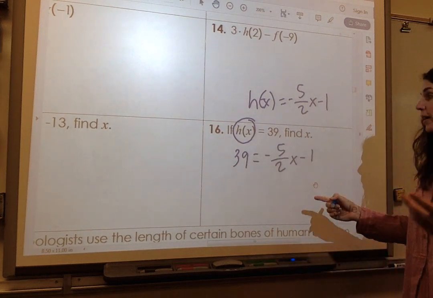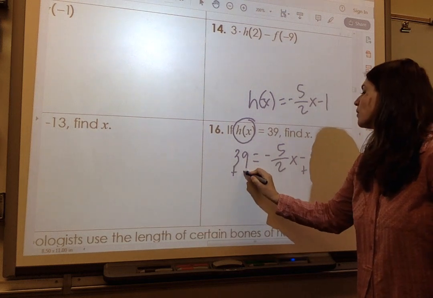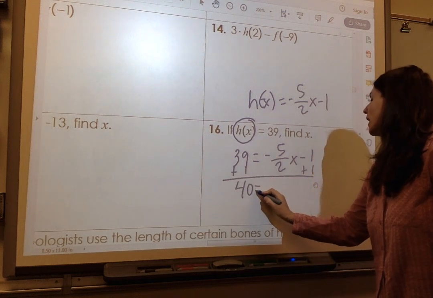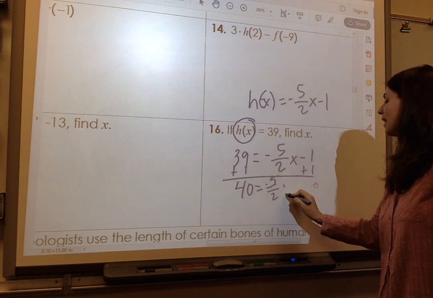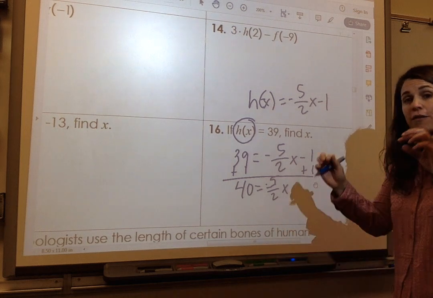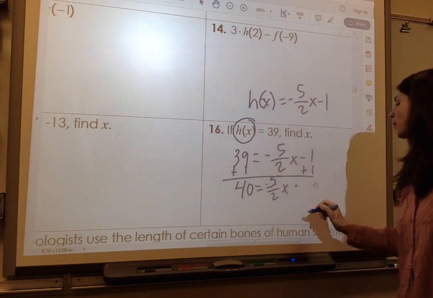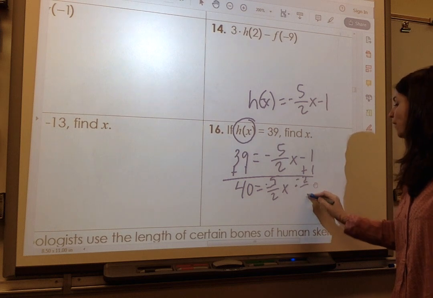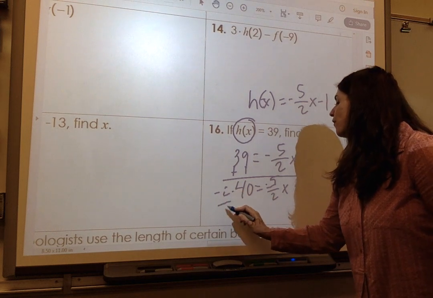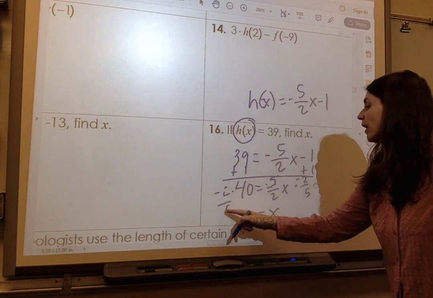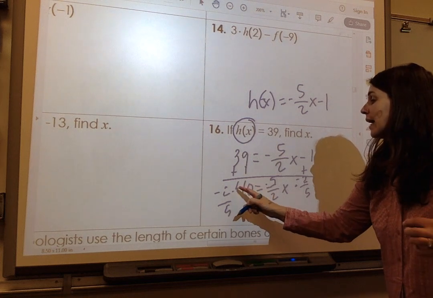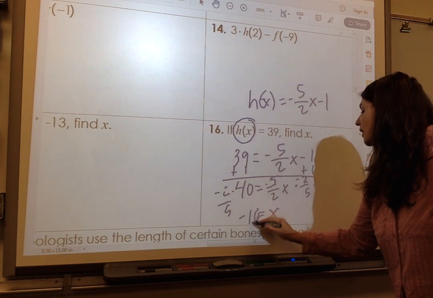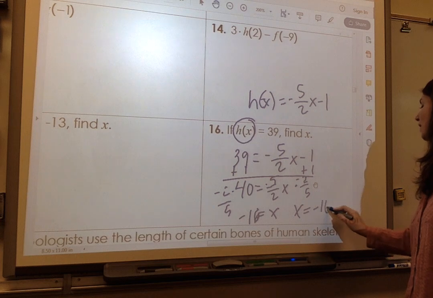So now what do I do? I solve for x. I add 1 to both sides. I get 40 equals negative 5 halves x. How do I get x by itself? Multiplicative inverse. So I multiply both sides by negative 2/5, and we should be able to do that in our head. 5 and 40 cancel out to 8. 8 times negative 2 is negative 16. So x equals negative 16.